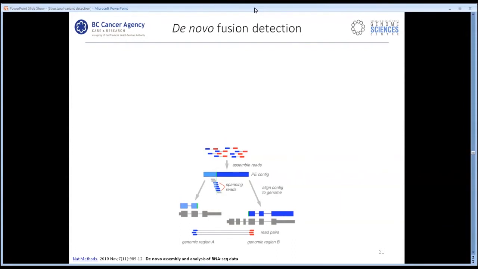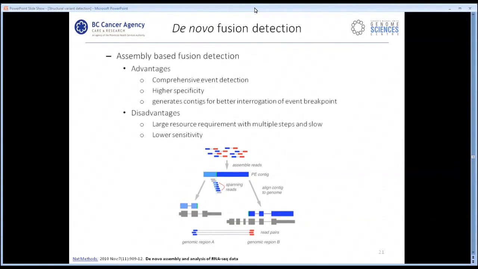And in this image, I'm showing de novo fusion detection by assembly. So we start with the individual paired end reads, which we assemble into a contig. That contig is then aligned to the reference genome, and the reads are aligned back to the contig. And from this, we can identify contigs that show chimeric alignment to the reference and individual reads that support the presence of that chimeric breakpoint.